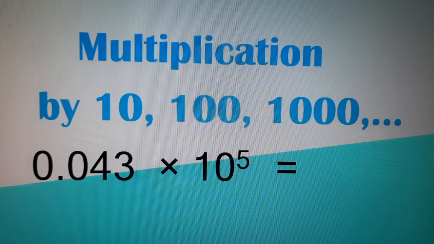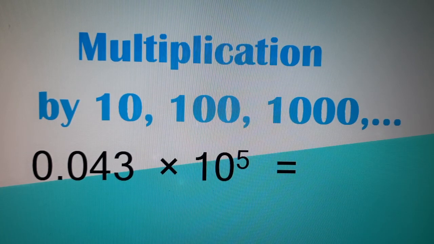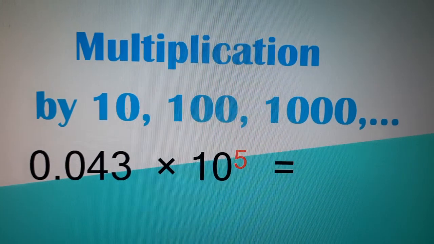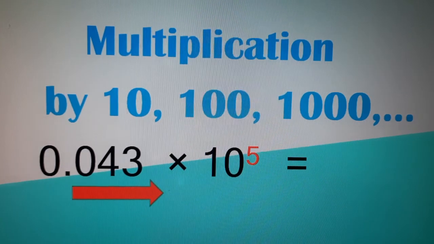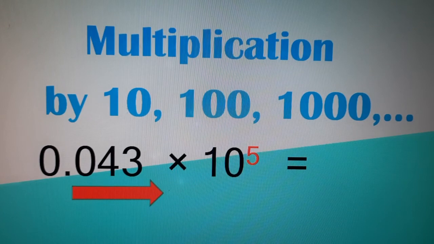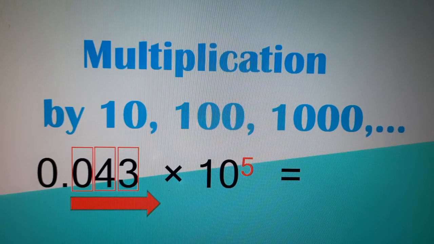Now let's multiply 0.043 by 10 to the power of 5. You know our method. When we multiply a decimal by a power of 10, simply we move the decimal point to the right, as many places as there are zeros in the power of 10. You can see there are 5 zeros in this number. So we have to move the decimal point 5 places to the right. But there are only 3 digits after the decimal point.